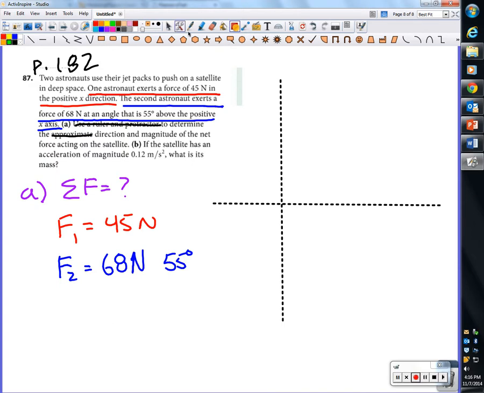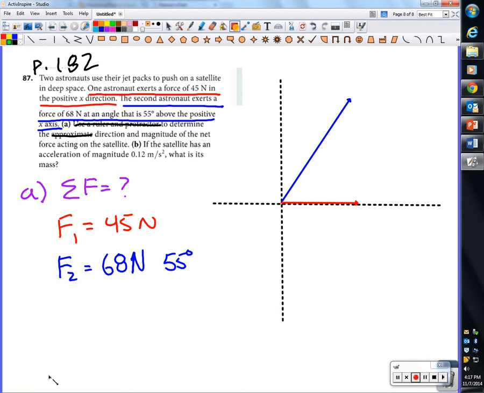So, force 1, right, 45 newtons along the positive x direction. So something like that. And then it says force 2, 68 newtons, 55 degrees above the positive x-axis. So that would look something like this, right? Notice, blue's longer than red because F2 is greater than F1.